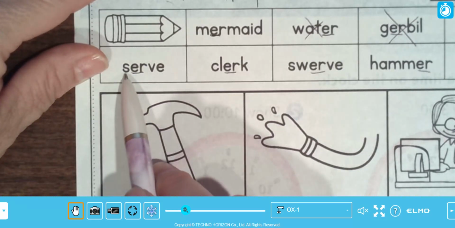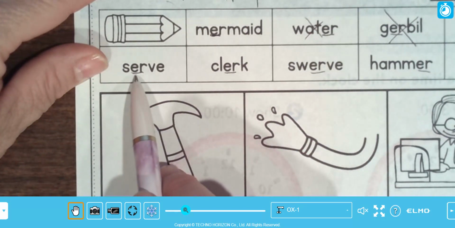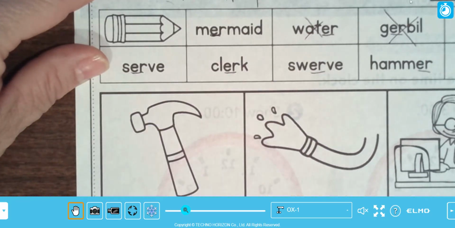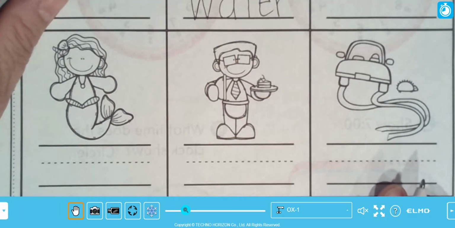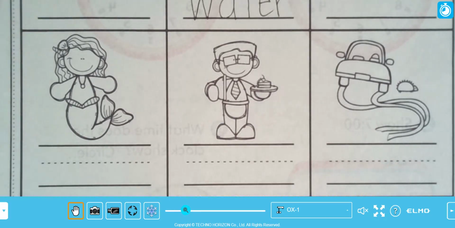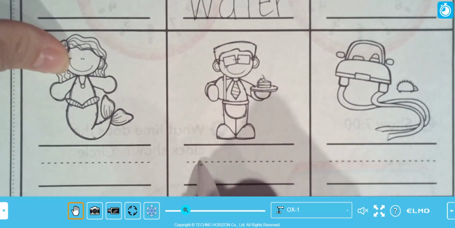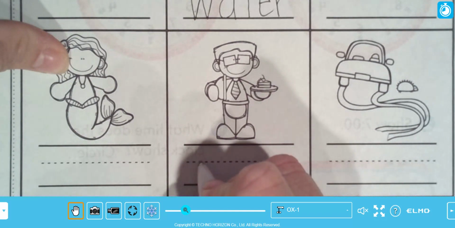So let's read it. Ready? Begin. Swerve. What's the word? Yeah, the word is serve. So let's look at these three pictures and tell me which one shows serve. This one right here, right? The man is serving cake. Servir in Spanish. Serve.